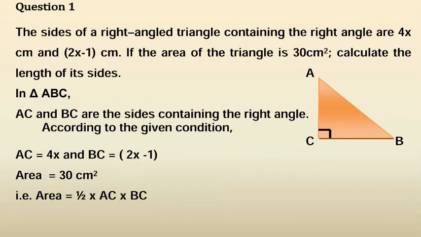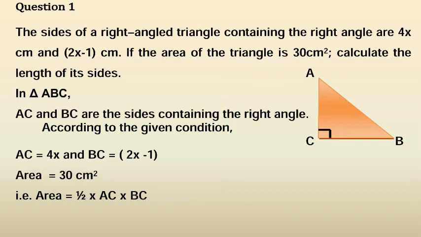Question number 1. The sides of a right angle triangle containing the right angle are 4x centimeter and 2x minus 1 centimeter. If the area of the triangle is 30 square centimeter, calculate the length of its sides.